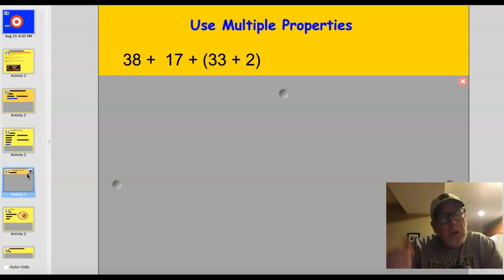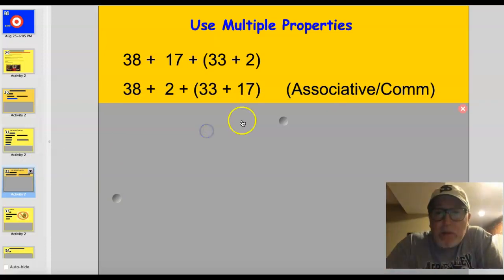All right, well, you may have done it a different way than I did, but here's the way I would do it. The first thing I would do is use the associative property, and I would group 17 and the 33. And I also used the commutative property at the same time. So I moved it and rewrote it. I put these compatible terms together.